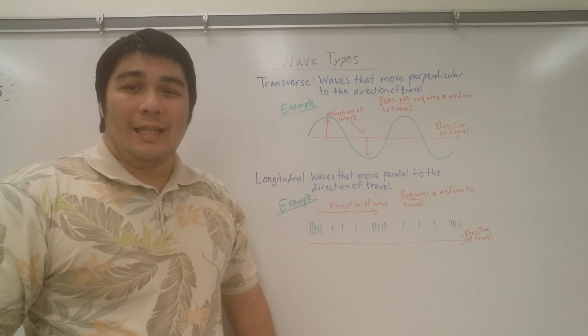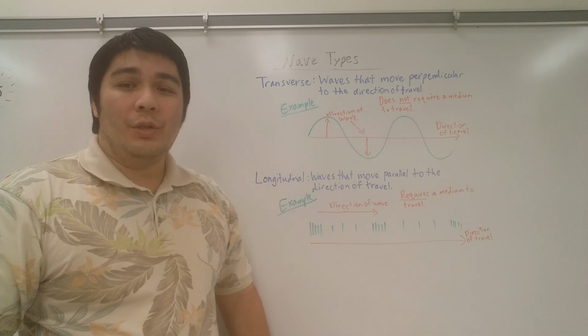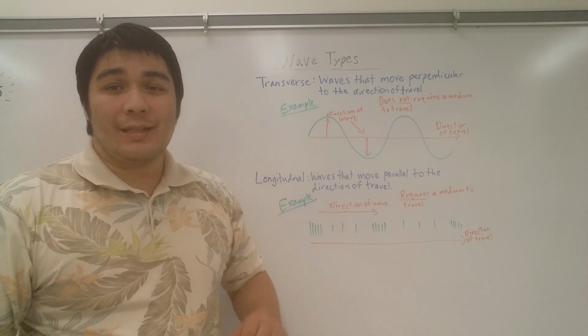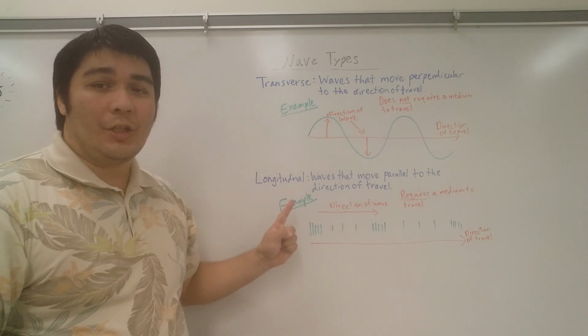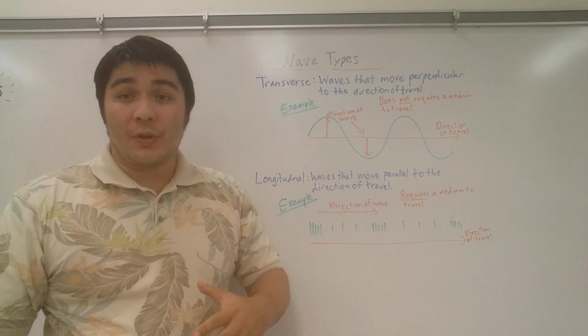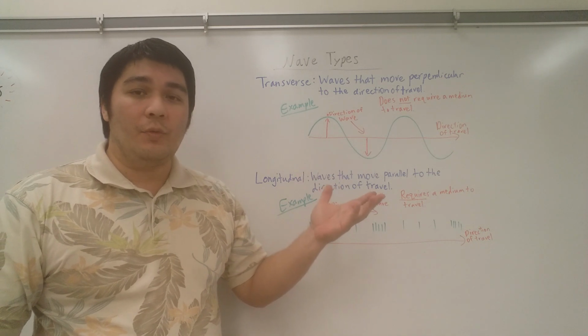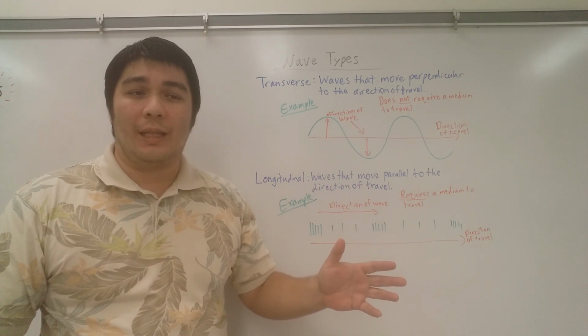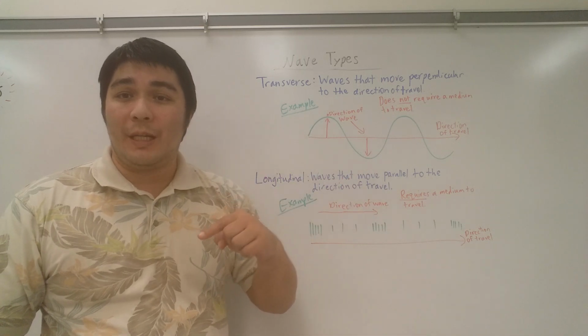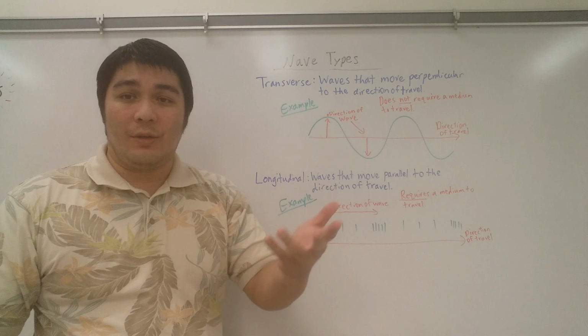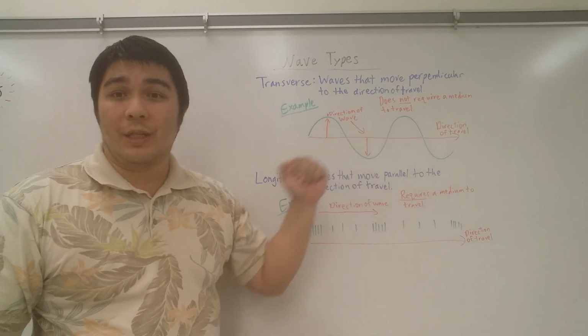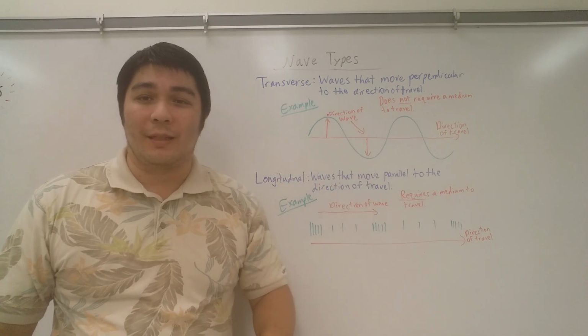Good afternoon, class. In today's video, what I wanted to go over was the two different types of waves that exist in our universe. And those two are the transverse waves and the longitudinal waves. So transverse waves are the waves you've more commonly seen throughout your life, possibly either when you've gone to the beach and seen ocean waves, or when you've seen in math sinusoidal or sine or cosine waves, basically.